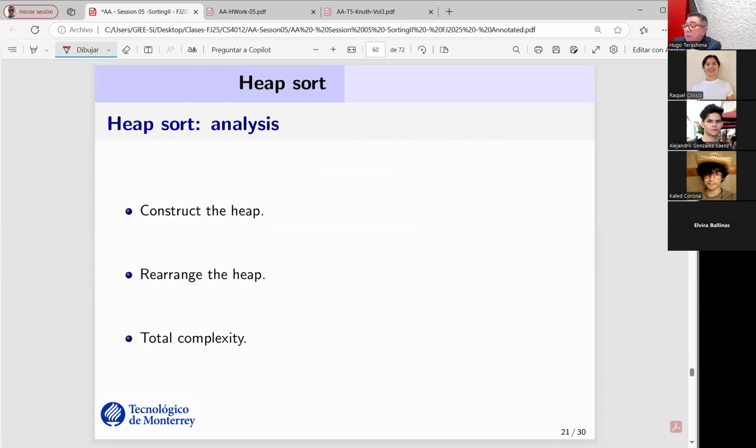So just remember that for constructing the heap it is the following, right? Let us suppose we have 8, 1, 2, 3, 5, 6, 7, 8, right? So what I'm going to do is try to show you the procedure, because we need to find the complexity for this and for this, and then the total complexity of the algorithm.